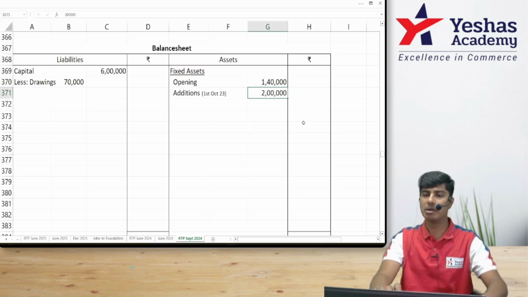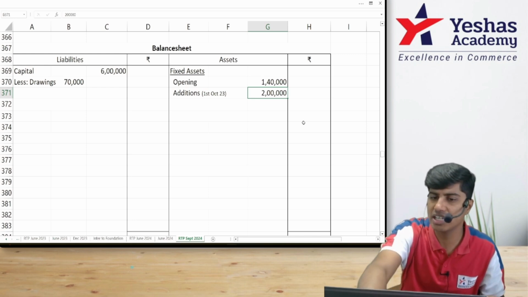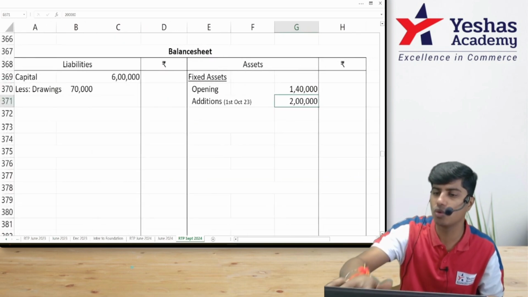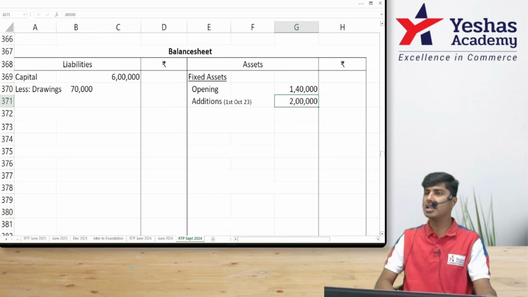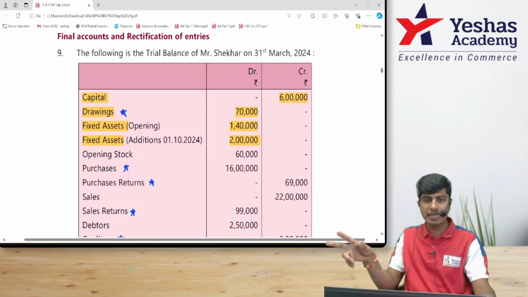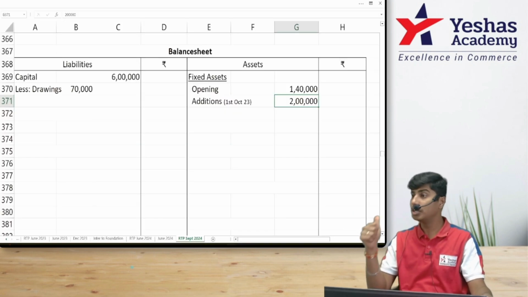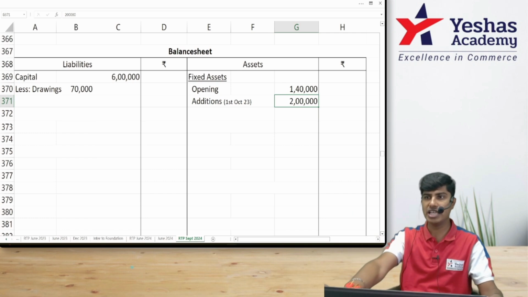2 lakh. Remember, additions happened on 1st of October 2023. Sir, how does it impact? When we are charging depreciation, I won't give depreciation for the entire year. I'll give depreciation from 1st of October to the end of the year, that is 6 months. Year ending is 31st March. I'll give the depreciation entry only for 6 months. Did you understand this? If they give depreciation as a percentage.